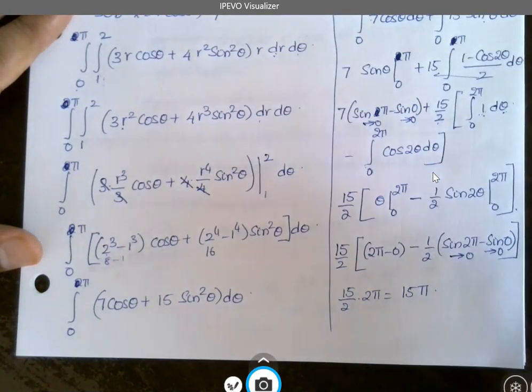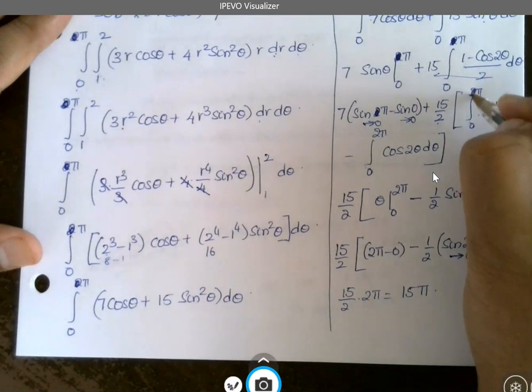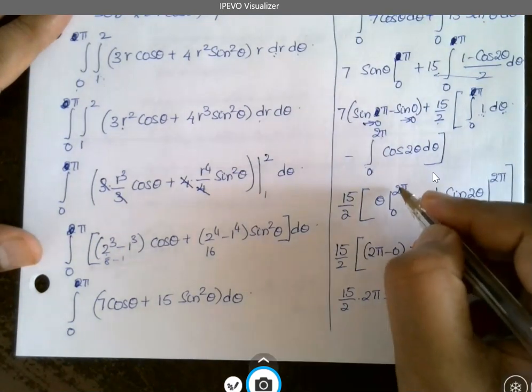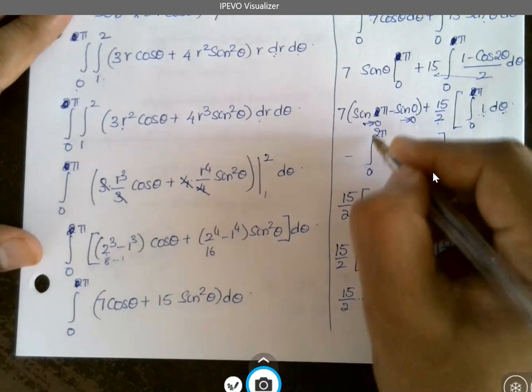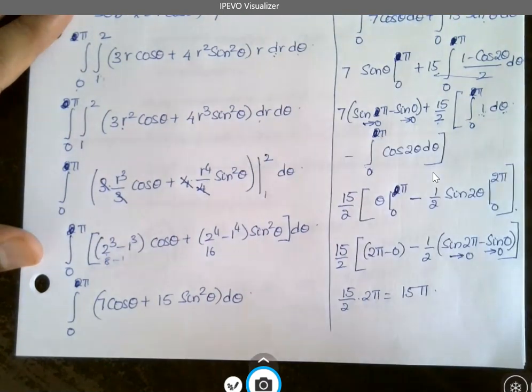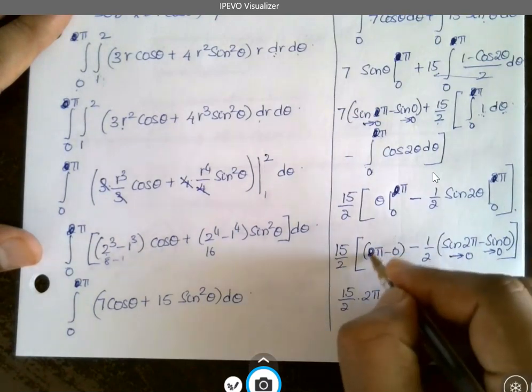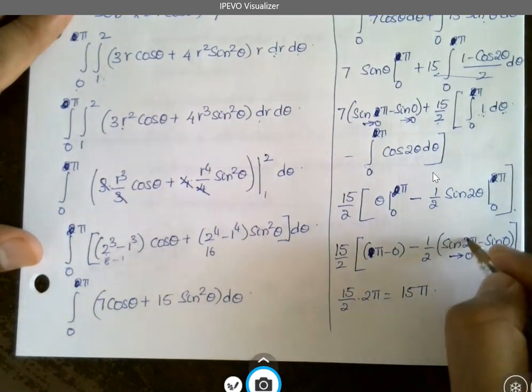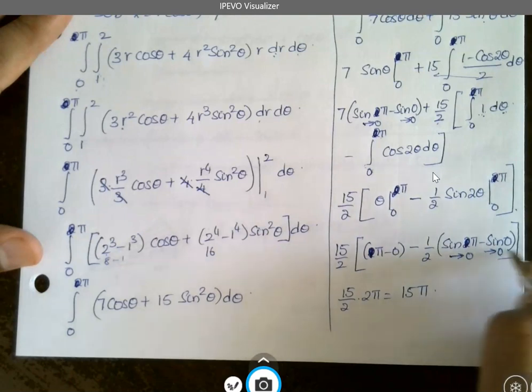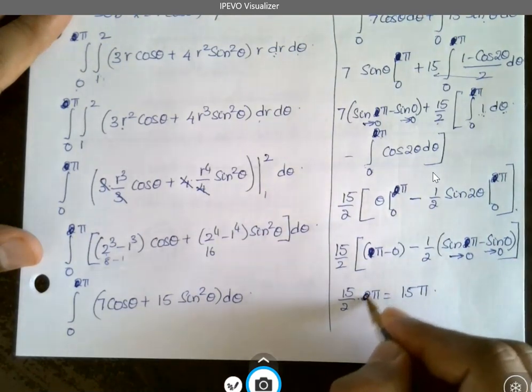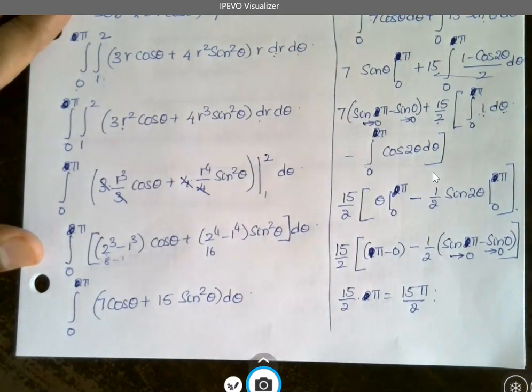So 0 to pi here, 0 to pi here, and 0 to pi here. So you get pi minus 0 here. Then you get sine pi minus sine 0. That's going to be 0. So this is going to be just pi. So that's going to be 15 pi over 2. Yeah, I made a mistake and I fixed it. So that should be your answer.